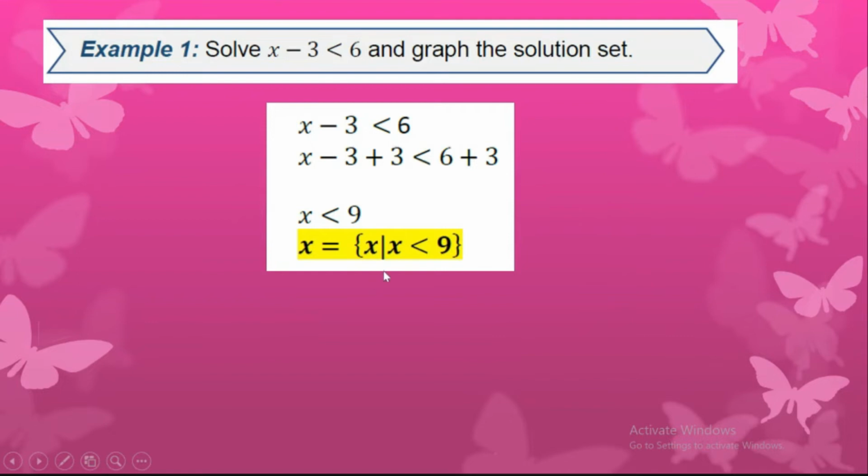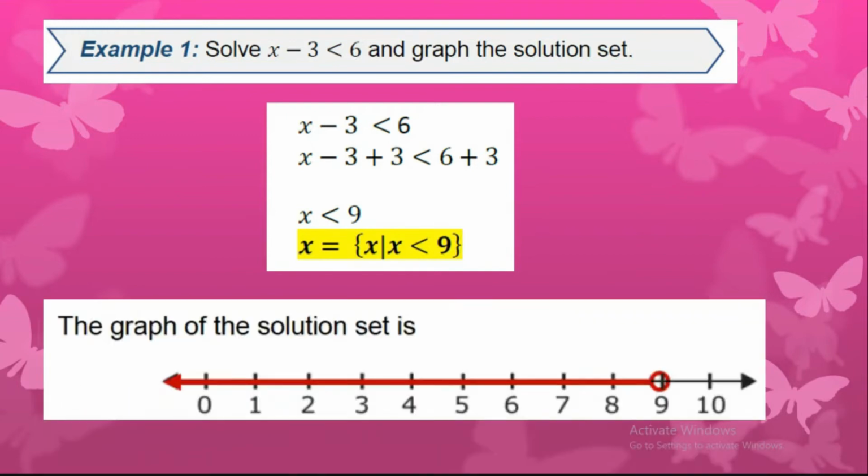For the solution set, we have x such that x is less than 9. Graphing the solution set, we have here from 9, take note, we must use an open circle because we use the inequality symbol less than. So the solution set are all numbers to the left of 9.